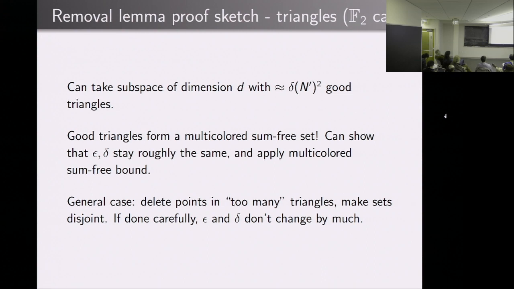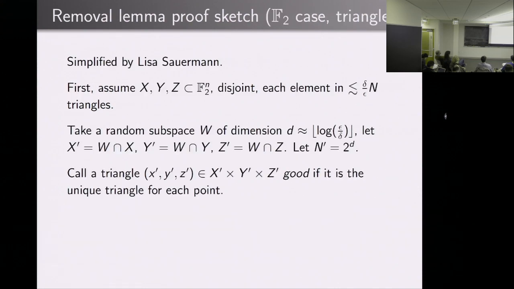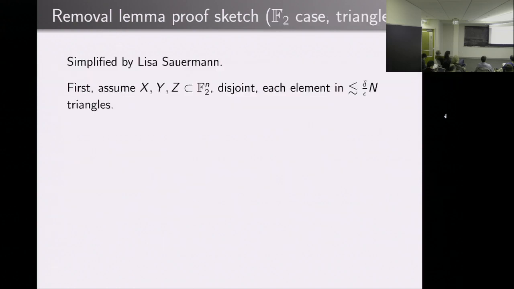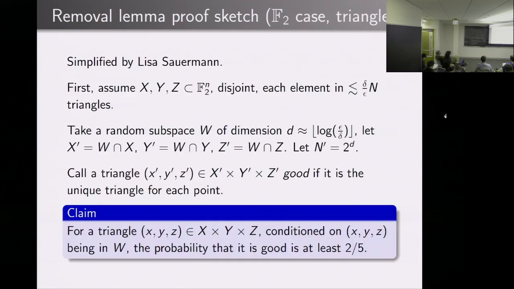So this here shows that the removal lemma implies a bound on the multicolored sum free problem, which you can then turn around to say that a lower bound on that implies a lower bound on the exponent in the triangle removal lemma. I didn't know that the thing you're using is sharp. What we lose always falls into this little o(1) here. And then at the end we can get rid of it with the product argument.